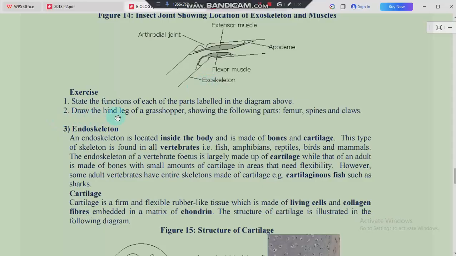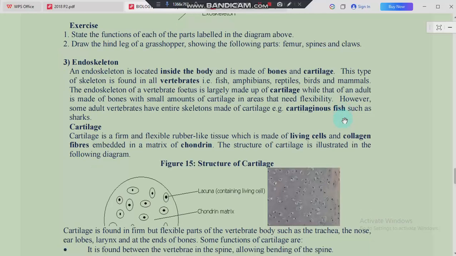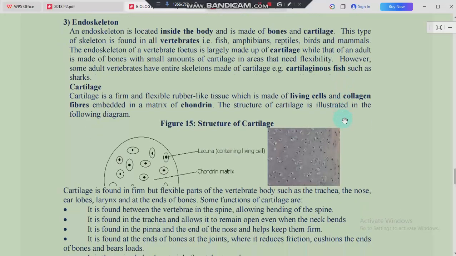Then finally, draw the hind leg of a grasshopper, showing the following parts. Number one, the femur, the spine, and the claws. Then you are done with your exercise on the exoskeleton.